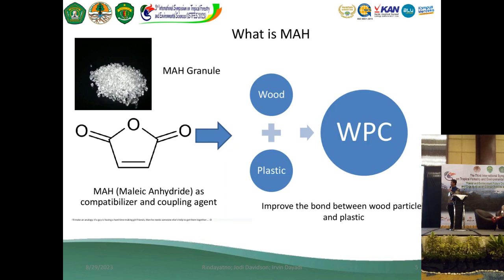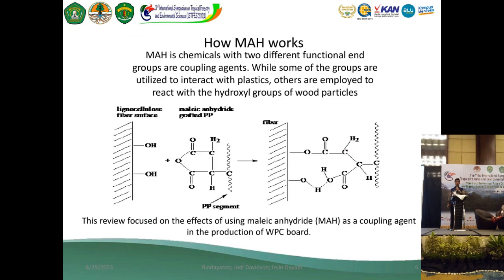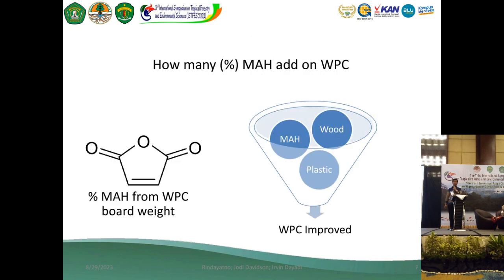Next. The next question is how MA works in WPC board. MA is a chemical with two different functional groups as a coupling agent, like that, while some of the groups are utilized to interact with plastic. Others are employed to react with the hydroxyl group of wood particles, shown in the picture like that. Next. The last question is how many percent MA is added to WPC?